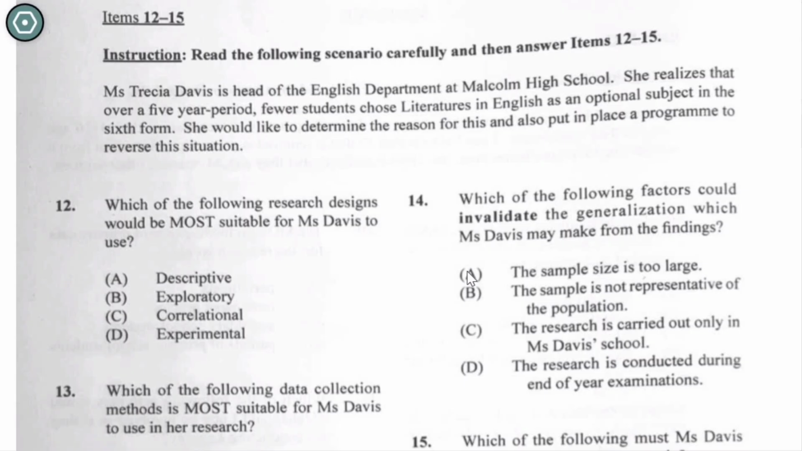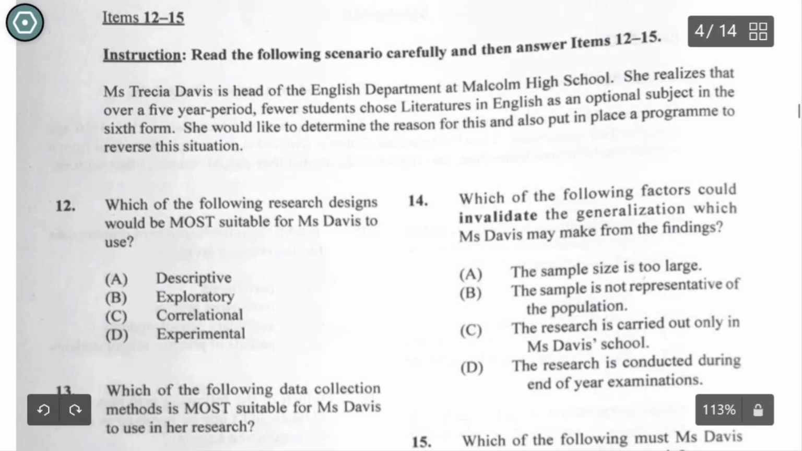Alright, Miss Tricia Davis is the head of the English department at Malcolm High School. She realizes that over a 5-year period, fewer students chose literatures in English as an optional subject in the sixth form. She would like to determine the reason for this and also put in place a program to reverse the situation. Now, which of the following research designs would be most suitable for Miss Davis to use? Descriptive, exploratory, correlational, or experimental?